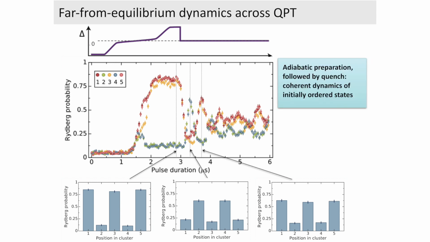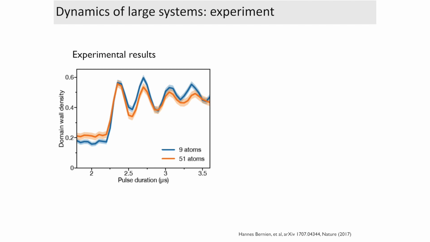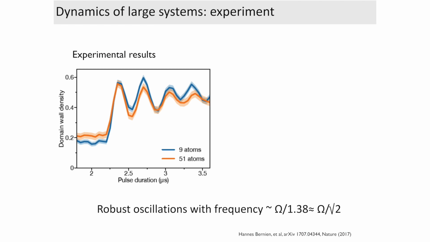So what's going on? This example is for a 5-atom system, so maybe we should go to larger systems. We repeated these experiments with the full 51-atom chain. In this case, if you look at domain wall density, indeed you still see these oscillations of the order parameter. We were quite puzzled by these oscillations, and they have some frequency which is non-trivial. We were quite puzzled originally about the origin of these oscillations, and the reason is that we are dealing here with a non-integrable many-body system, and this kind of system should thermalize.